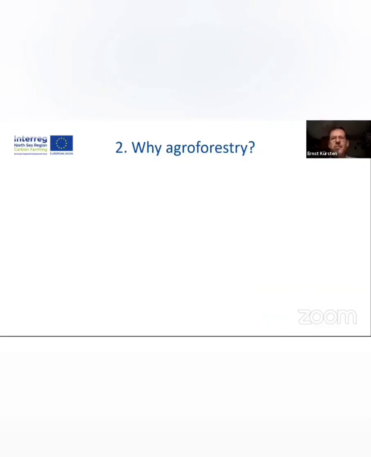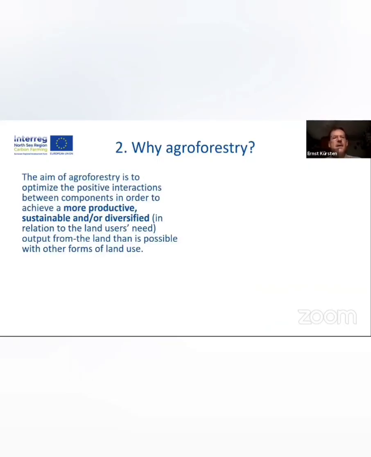So why agroforestry? Most of you should have had lectures on agroforestry already, so you should know something about it already. Basically, it's about optimizing the positive interactions between the components, meaning between the trees and the agricultural crops, to achieve a more productive and more sustainable and diversified production. About more productive, I will tell you soon.